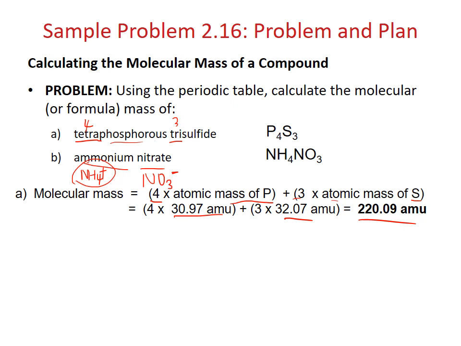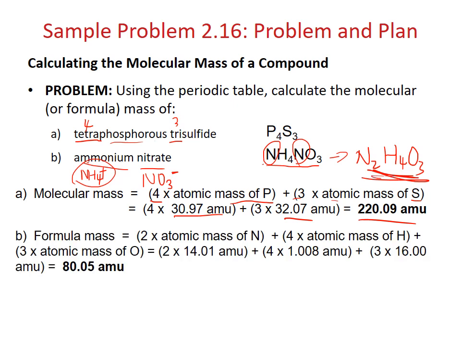So for the formula mass, even though you write it like this, you actually have 1, 2, so 2 nitrogen, 4 hydrogen, 3 oxygen. So when you calculate, you should use 2 times the atomic mass of nitrogen, 4 times the atomic mass of hydrogen, and 3 times the atomic mass of oxygen. Then plug in the atomic masses, and the answer is 80.05 atomic mass units.